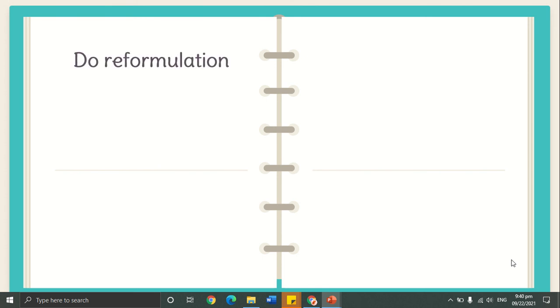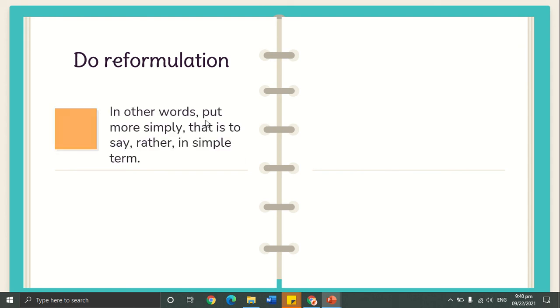The third one is do reformulations. Reformulation sounds like a big word, but it just means revision. Revise something to make it simpler or easier to understand. Let's see. In other words, put more simply, that is to say, rather, in simple terms. These are some of the words or phrases that we can use to revise a sentence to make it easier to understand.